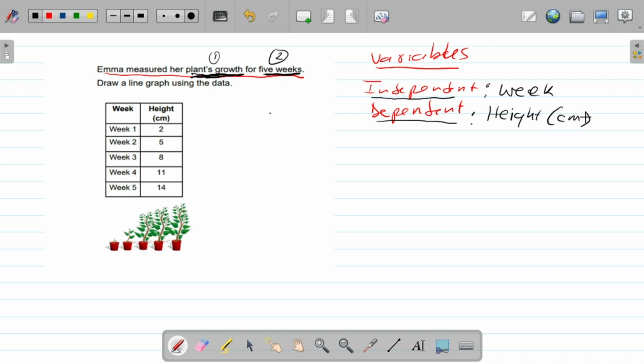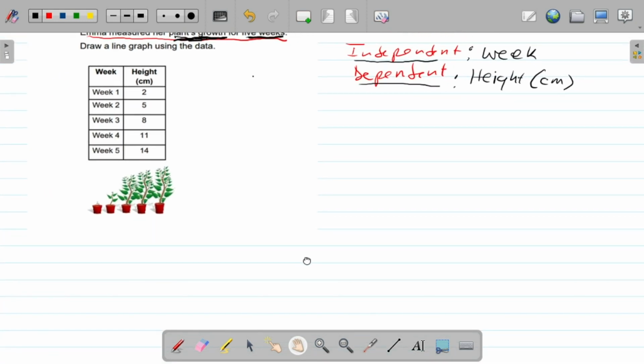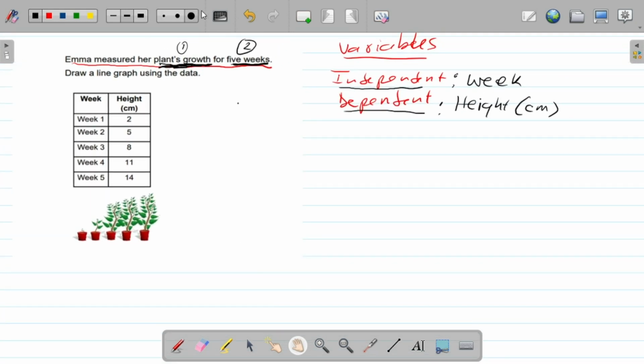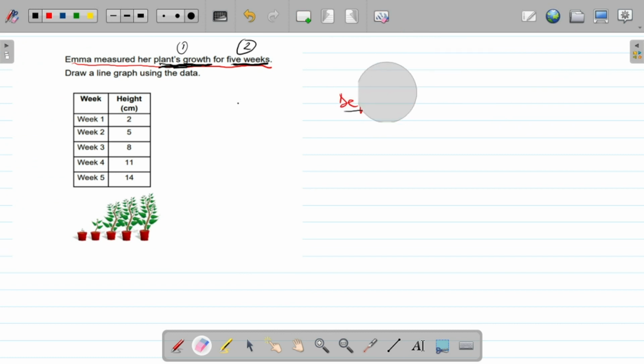Make sure if you are given a unit, you write it the way it is. The height is dependent on the weeks. So in week 1 it was 2 centimeters. In week 2 it was 5 centimeters. Now that you have identified your variables, we are well on course to drawing our line graph. Now, what do we do?